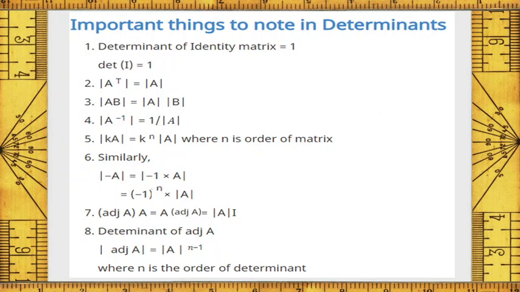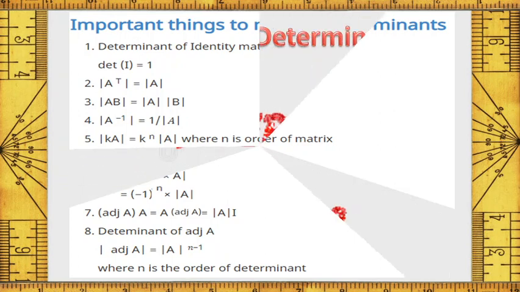Sixth property is a specific case of property number 5, that determinant of minus A is equal to minus 1 raised to the power n into determinant A, here k is minus 1. Seventh property, adjoint A into A is equal to A into adjoint A is equal to determinant A into identity matrix of the same order. We have done a few questions based on this property also in the exercise. Eighth property is determinant of adjoint A is equal to determinant A raised to the power n minus 1. Here also n is the order of the matrix.